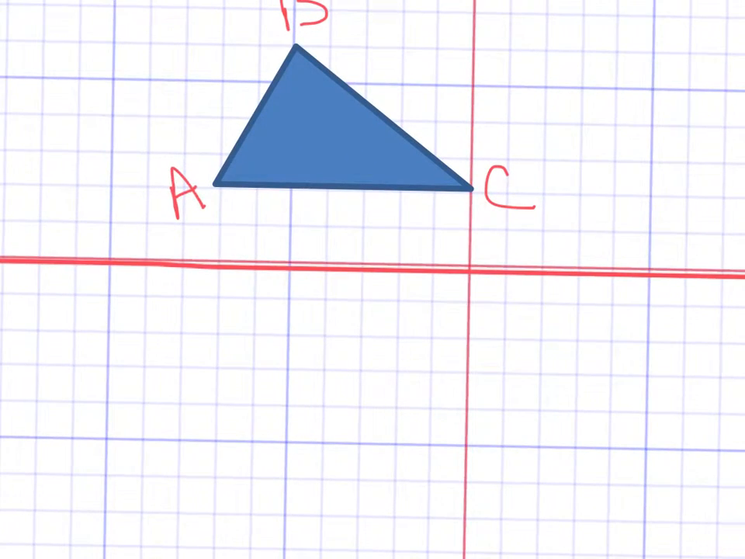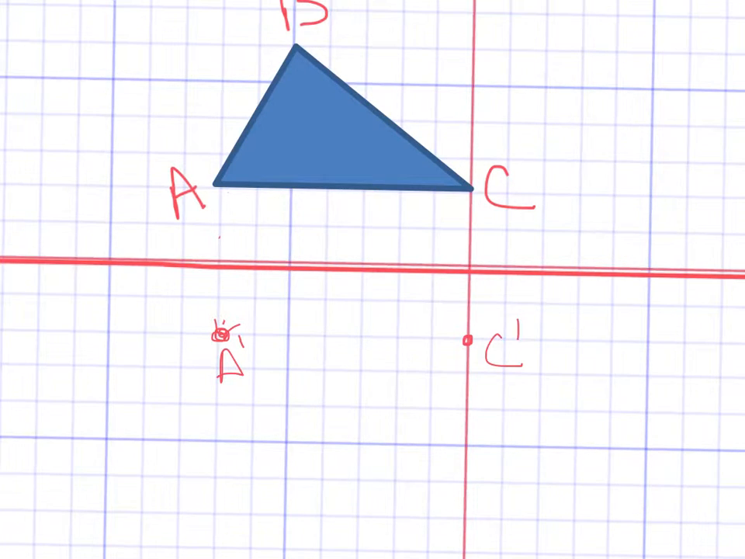As we reflect over this line, we will create equal distance. So A is 2 away from the line of symmetry. So A prime will be 2 away from the line of symmetry on the other side. C is also 2 away. So C prime will also be 2 away from the line of symmetry.